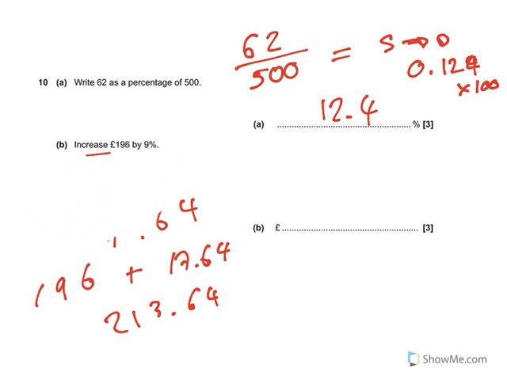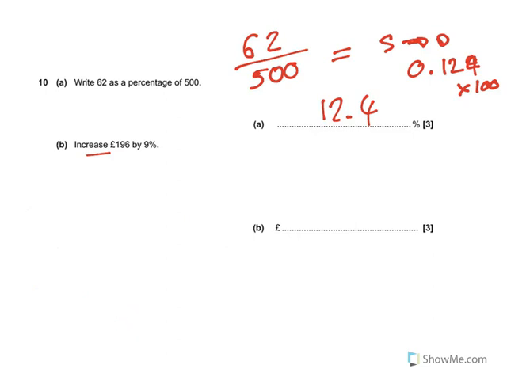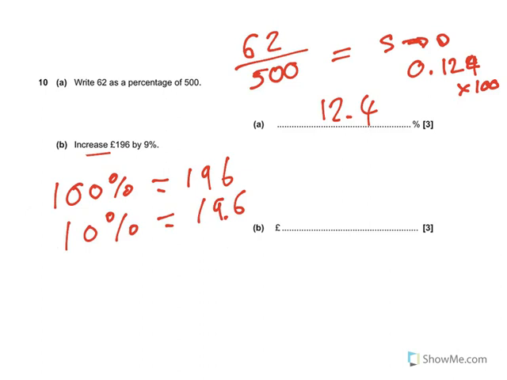Another method, which is something I'm seeing a lot of students attempting, quite a few people getting it wrong, I suggest you use the calculator, the first method. But if you are going to use the following method, here's how to practice it. You'd say 100% equals 196, 10% equals 19.6, 1% equals 1.96.